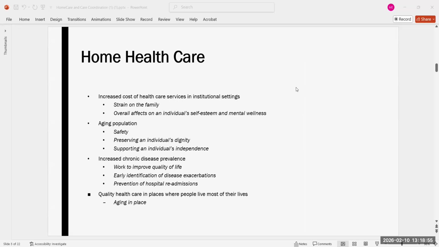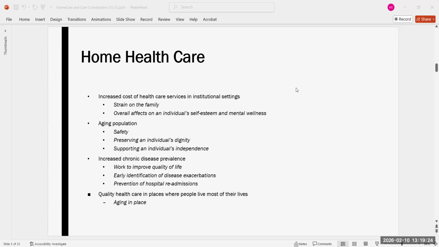So when nurses within the community are providing care for clients within the home, they're providing care where the client resides. And this could end up being within the home, or it could be, say, the individual resides in an assisted living facility or a nursing home. So home health nurses could go into those facilities as well to provide extra services.